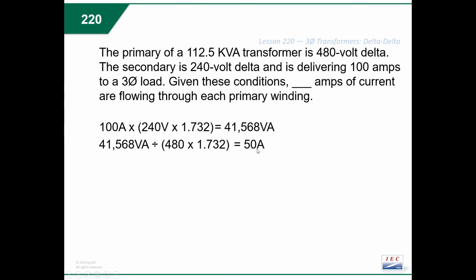Now the trick here, this 50 now is my line amperage. The question asks me, what is my coil amperage? What is the amperage on each primary winding, on each coil? If we refer back to the formulas we just gave out, our line amperage divided by 1.732 will give us our coil amperage. In other words, coil amperage equals line amperage divided by 1.732. So we could safely say now that we have 28.868 amps on each coil.